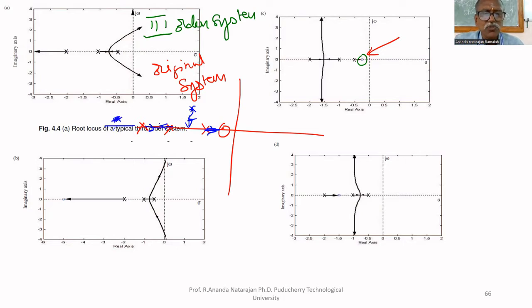Between these two, both are starting points. That's why there will be a breakaway point and it goes up. One goes up, another one goes down. So in a third order system, if you vary k, after some value of k it becomes unstable. But if you include a zero like this, it becomes completely stable. For all values of k, the system becomes stable.